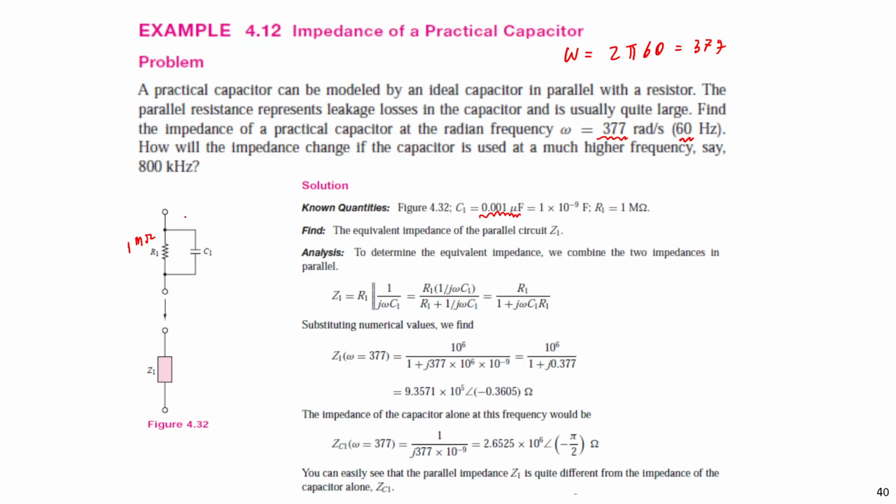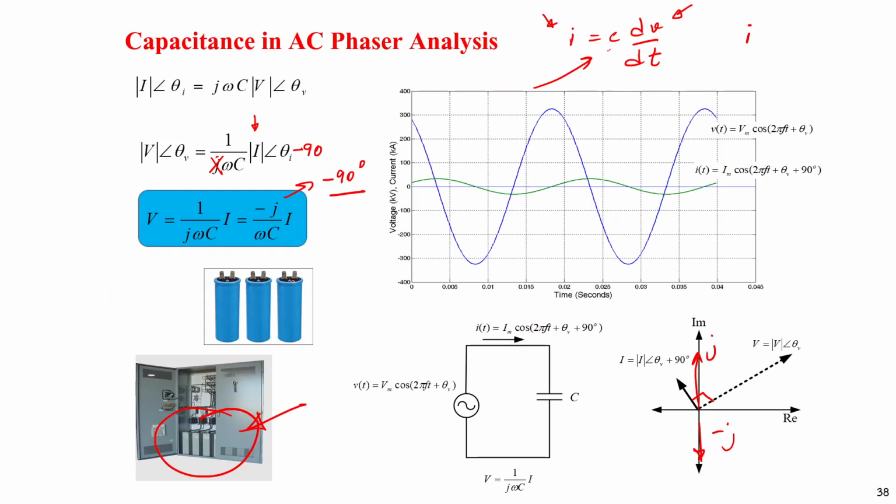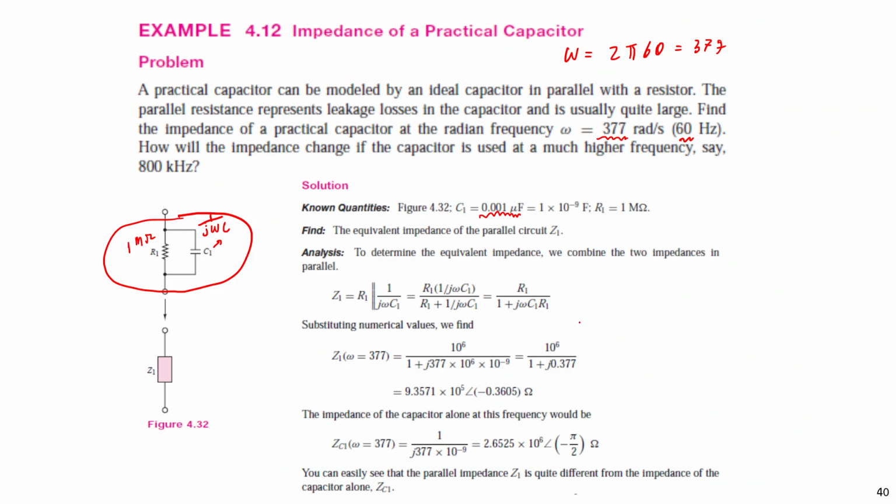So C1 will have the impedance of 1 divided by J omega C, right? We just use this value to calculate. These two devices are in parallel together, so we just use the parallel circuit calculation. So we have the impedance with this value.